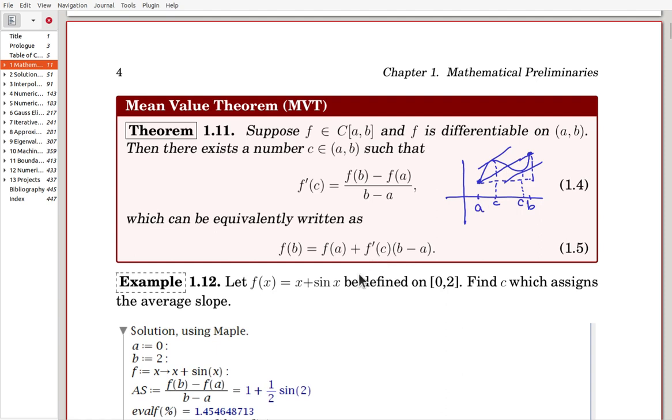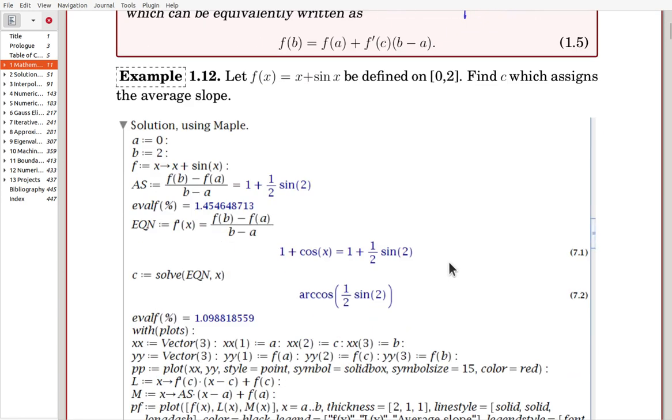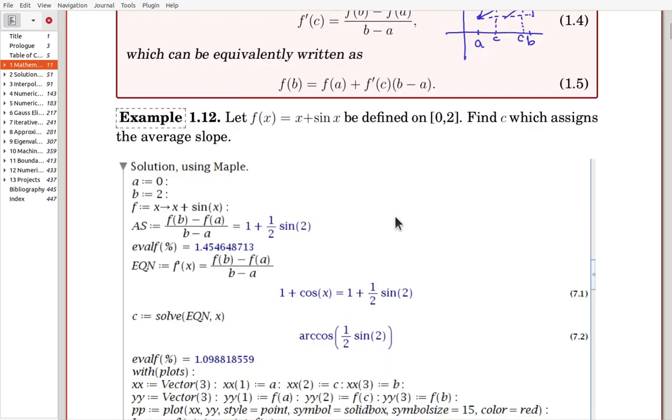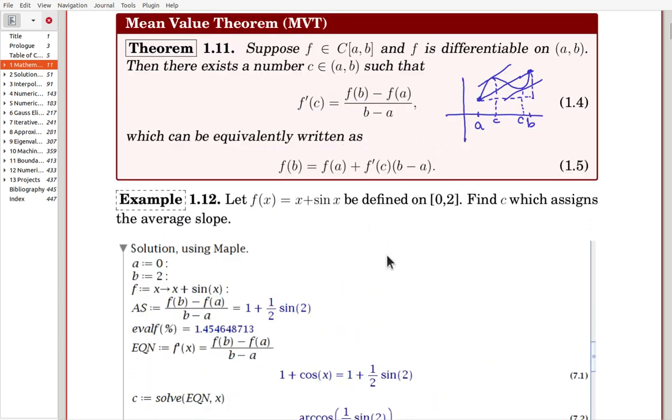Now this can be written in this way. First we multiply both sides by b minus a, and then move f of a to the other side, so we get this. Let's see this example. f of x is given as x plus sine x, defined on 0 to 2. We want to find the c which gives the average slope. In this example, we want to find the c used in this mean value theorem.